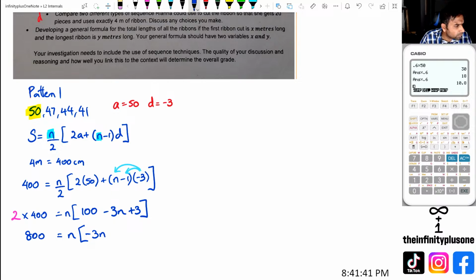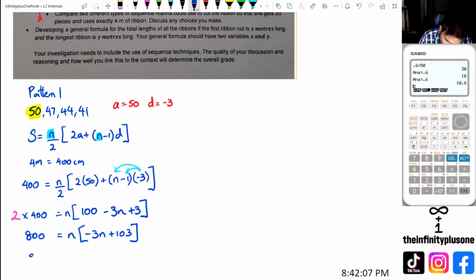I got 97. Why am I getting 97? Where am I making this mistake? 100 plus 3 is 103. It is 103n. Okay, yeah, 103n. Just double checking that.